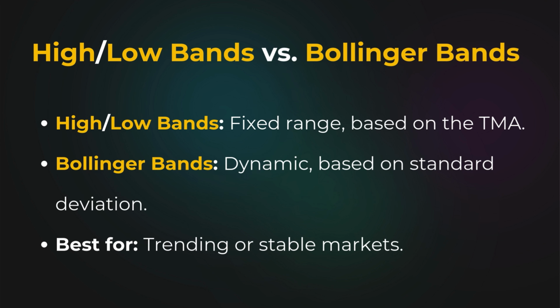Unlike Bollinger Bands, which adjust based on standard deviation, high and low bands offer a fixed range, making them more stable in trending or steady markets. This helps traders set reliable support and resistance levels.